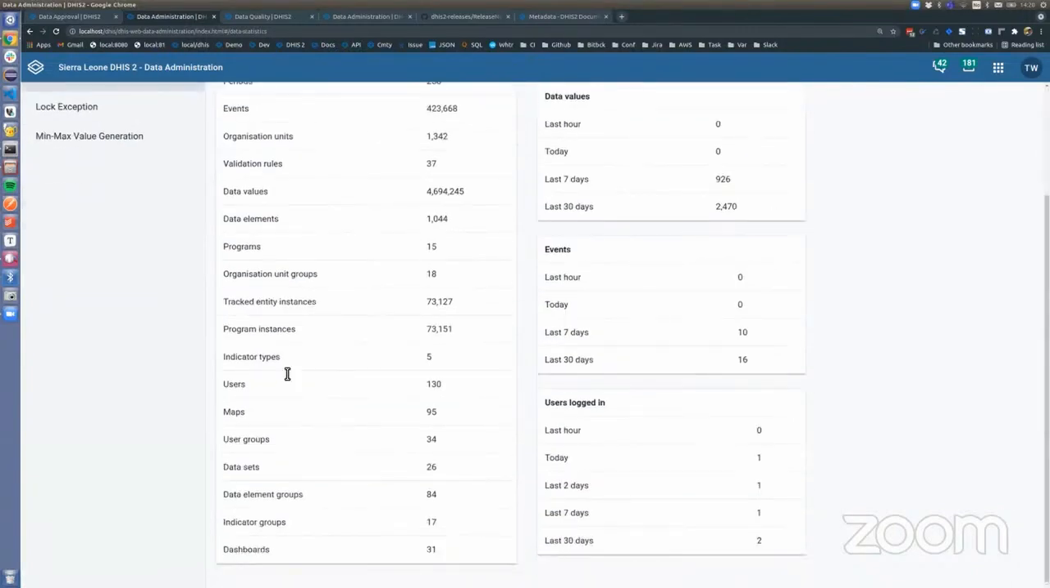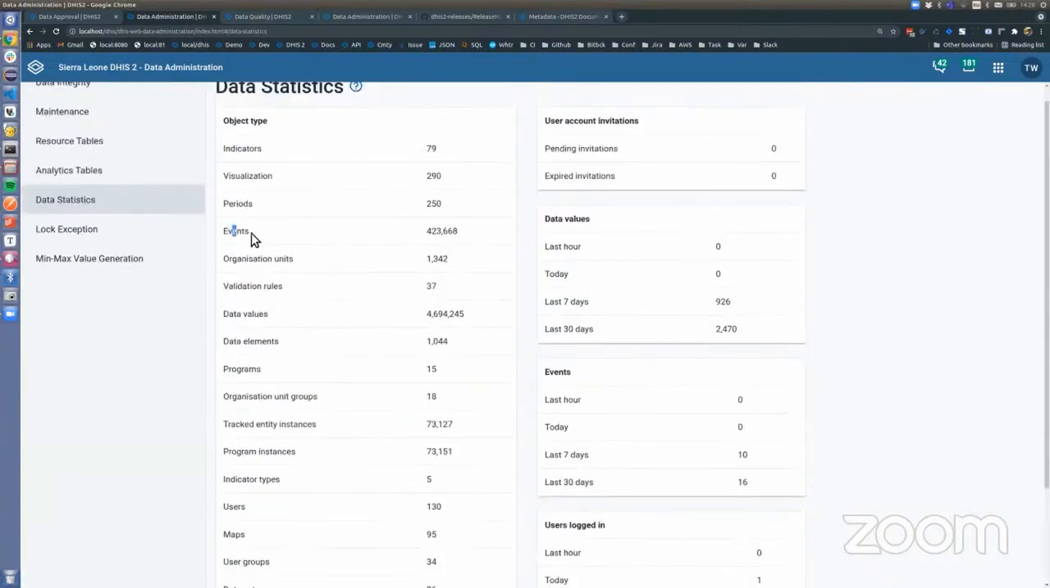We can see how many data values, how many events are present, and so on. It's using approximate counts, but it's almost always accurate, and it's more than good enough for these large databases. So you don't really need to know the data 100% precisely in this case.